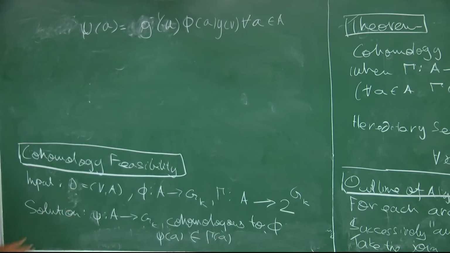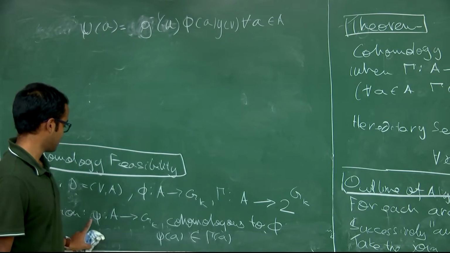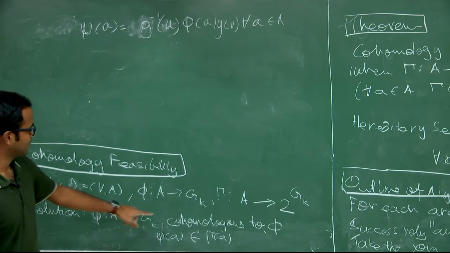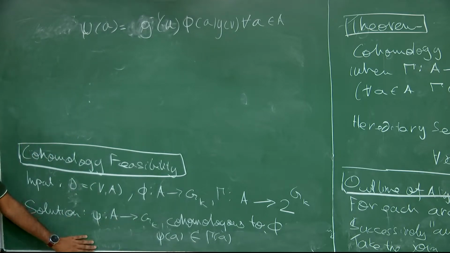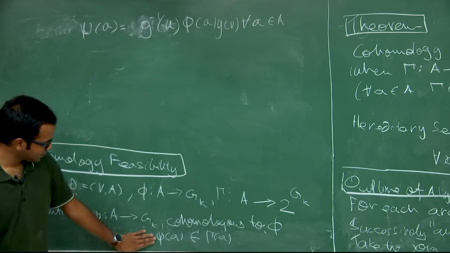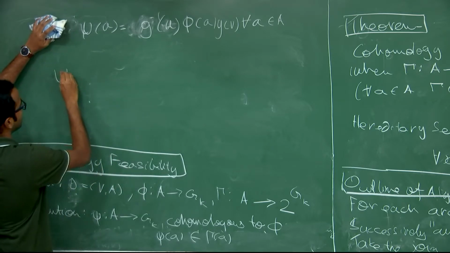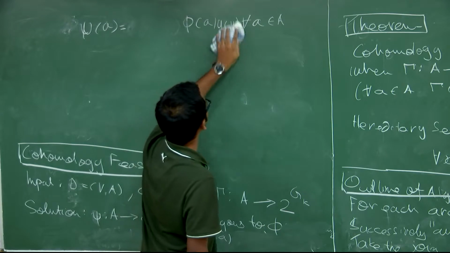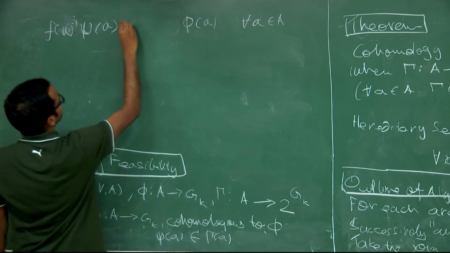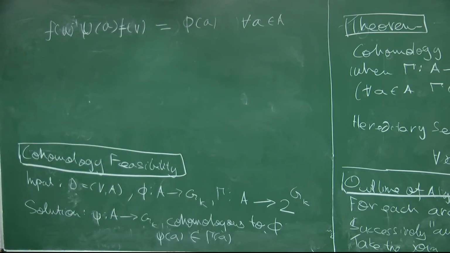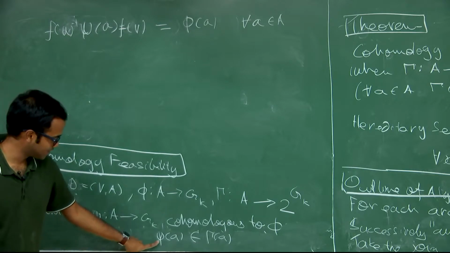So this is the problem. The definition of cohomology is that psi will be cohomologous to phi if a function f exists. But what this is saying is that you need to find that function, and that function has to satisfy these constraints. So the definition was this. If this is satisfied, this means phi is cohomologous to psi. But we want a phi cohomologous to psi with some additional constraints on psi.